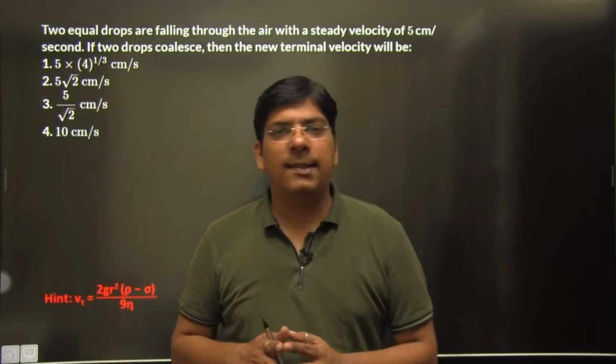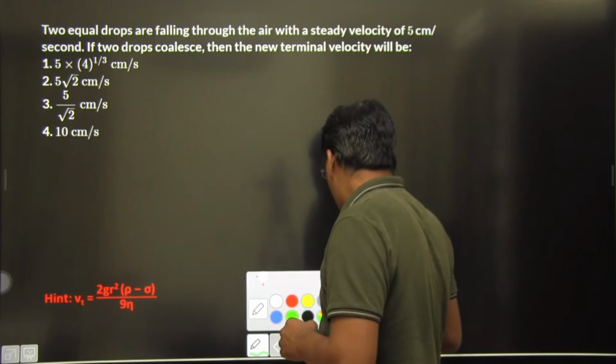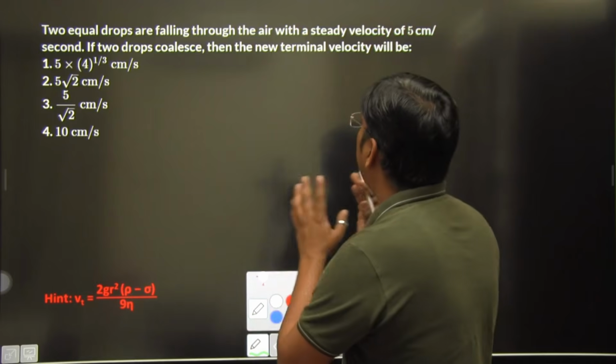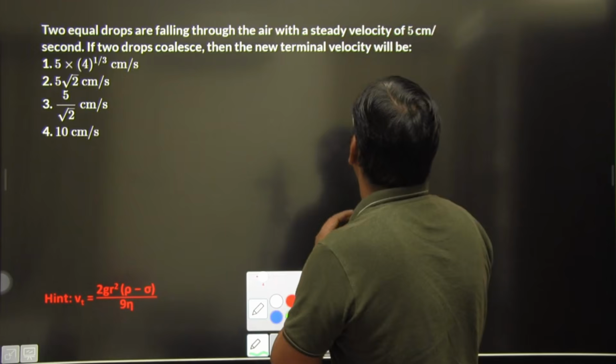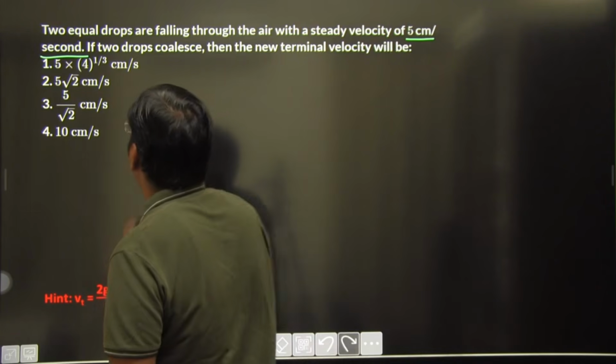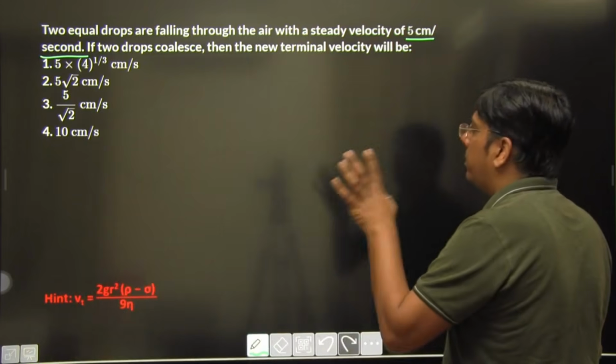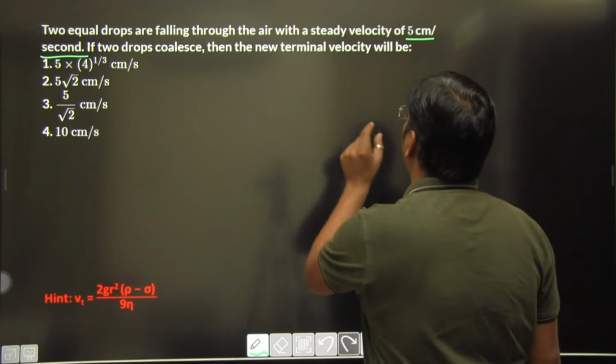Dear students, let us discuss this question. Two equal drops are falling through the air with a steady velocity of 5 centimeter per second. I'm not going to change the unit here. If two drops coalesce to combine, then the new terminal velocity will be.